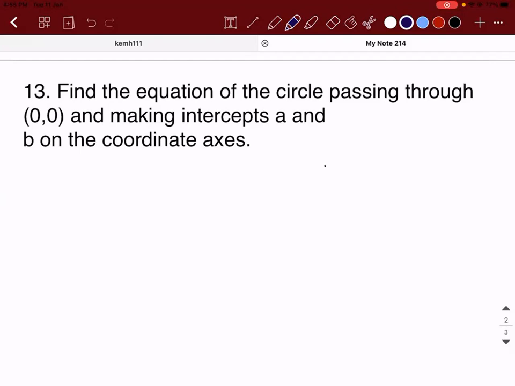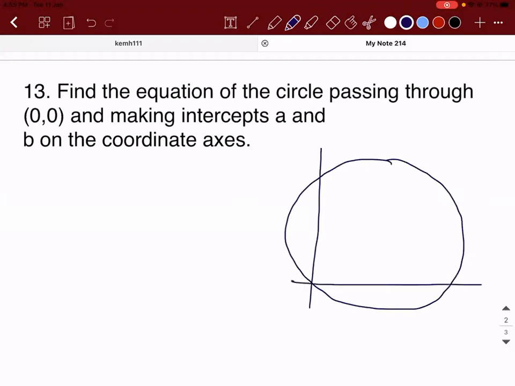So I'll draw a diagram. I have a circle and the circle is passing through origin and it is making intercepts a and b on the coordinate axis. So this is a comma 0 and this is 0 comma b. Correct? So this is 0 comma 0. I hope this is how you would have solved this problem. So what is the answer? Answer, please. First.